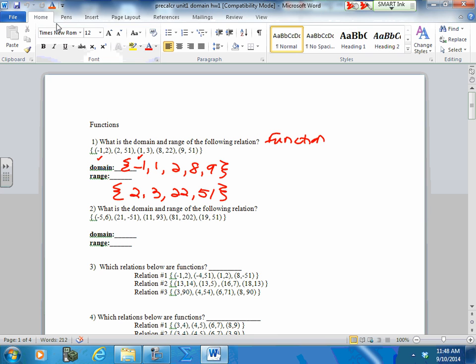Number 3, which relations are also functions? Is relation 1, is that a function? Yes? Every x is a unique x? How about relation 2? No? Why not? Okay, good. Repeating x values. The 13 repeats. How about relation 3? Yes? That one's good. So just to get you thinking domains, ranges, functions, and the rules here.